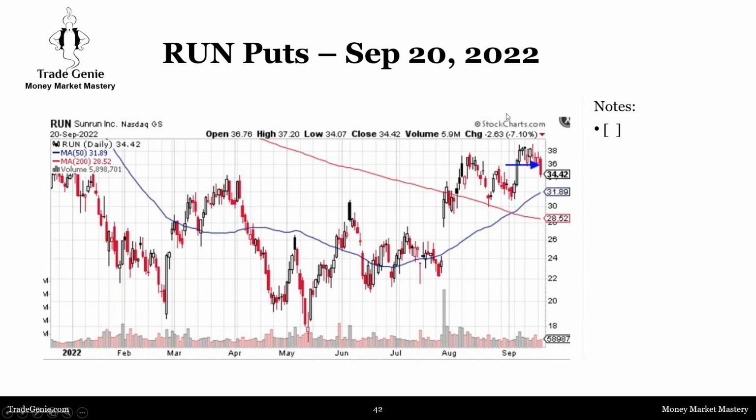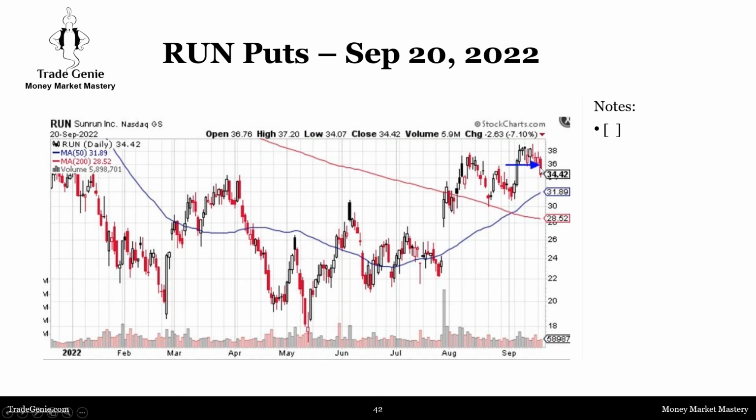Now look at the RUN puts. This is where the resistance has been created. You see all the resistance levels. When the resistance is there and a red candle is forming on a red day, what are the chances that RUN will go up or go down?